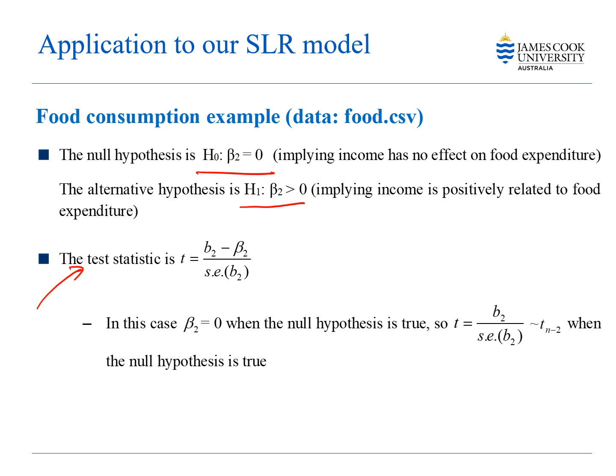The test statistic is t, which is b2, the estimate of beta 2, minus beta 2. Under the null, beta 2 is 0, so b2 minus 0 is equal to b2. This is divided by the standard error, the estimate of the standard deviation of b2, and it is t distributed with n minus 2 degrees of freedom.